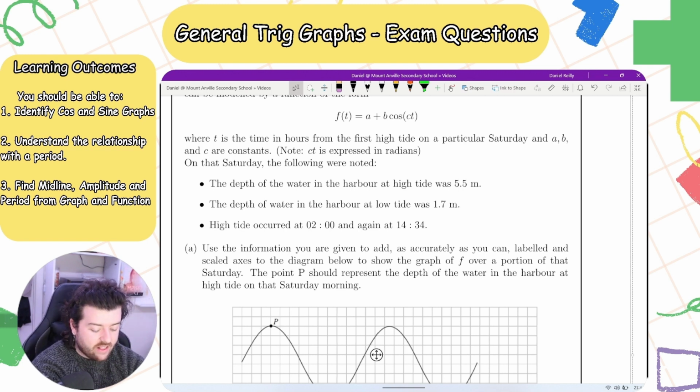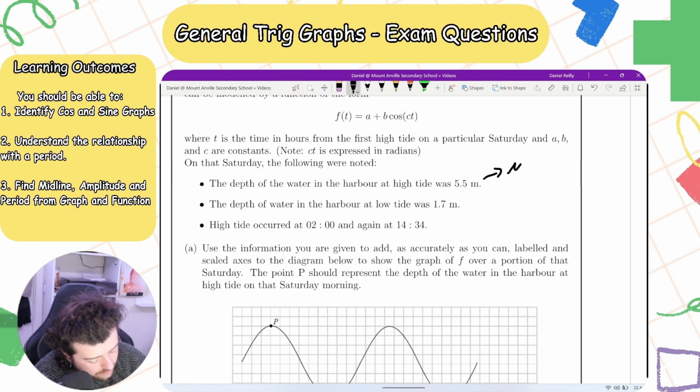On that Saturday, the following were noted. The depth of the water at high tide was 5.5 meters. The depth of the water at low tide was 1.7, and the high tide occurred at 2 a.m. and then again at 34 past 2 p.m. So what information are they telling us here? Well, this is going to be my maximum. This is going to be my minimum.